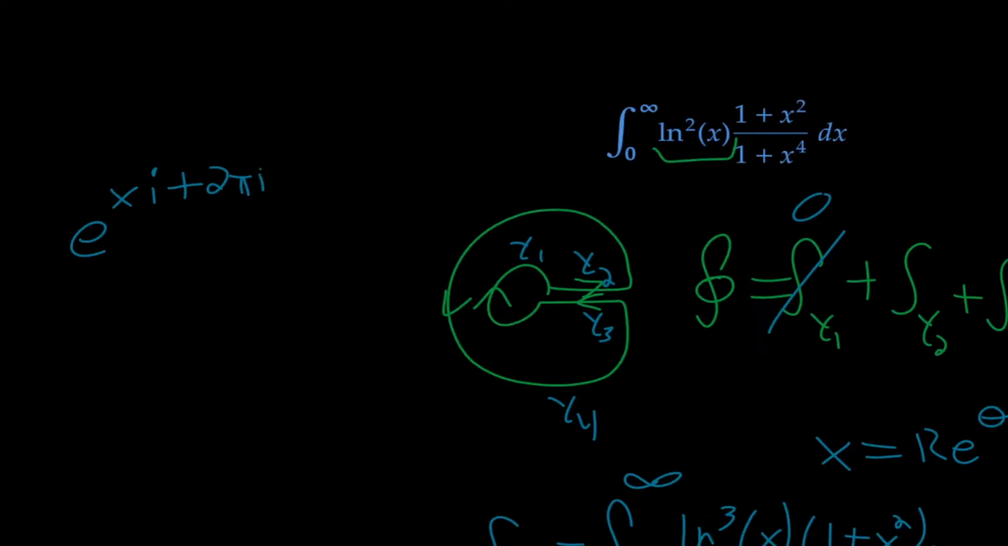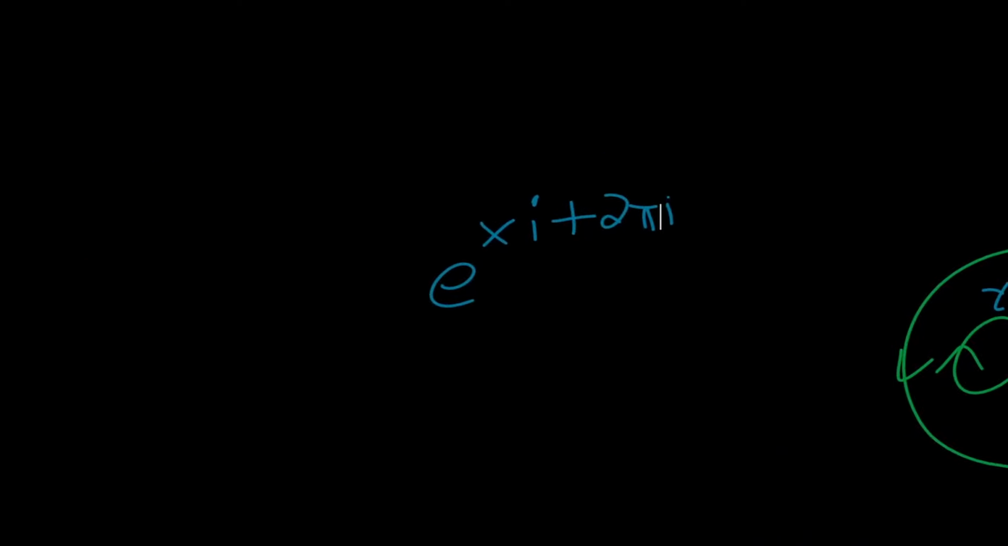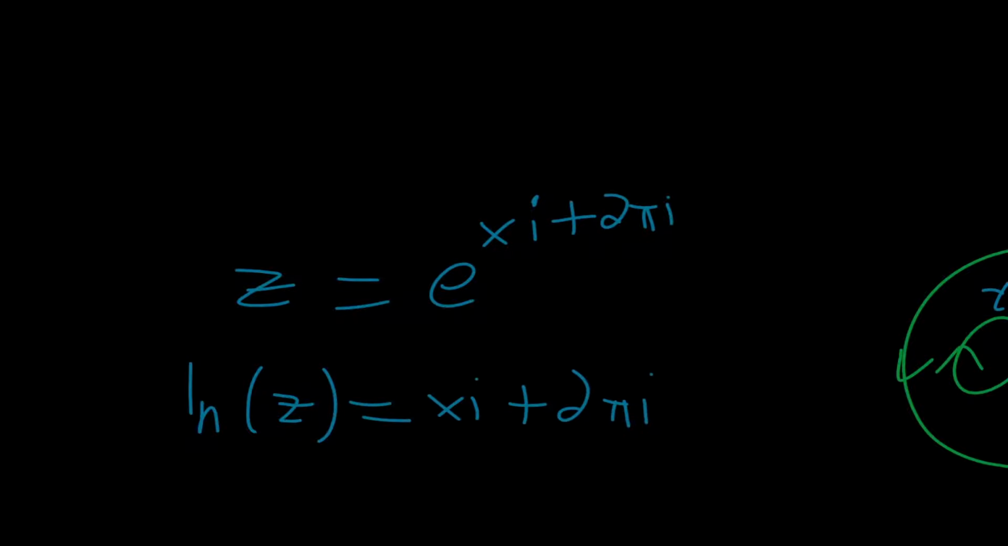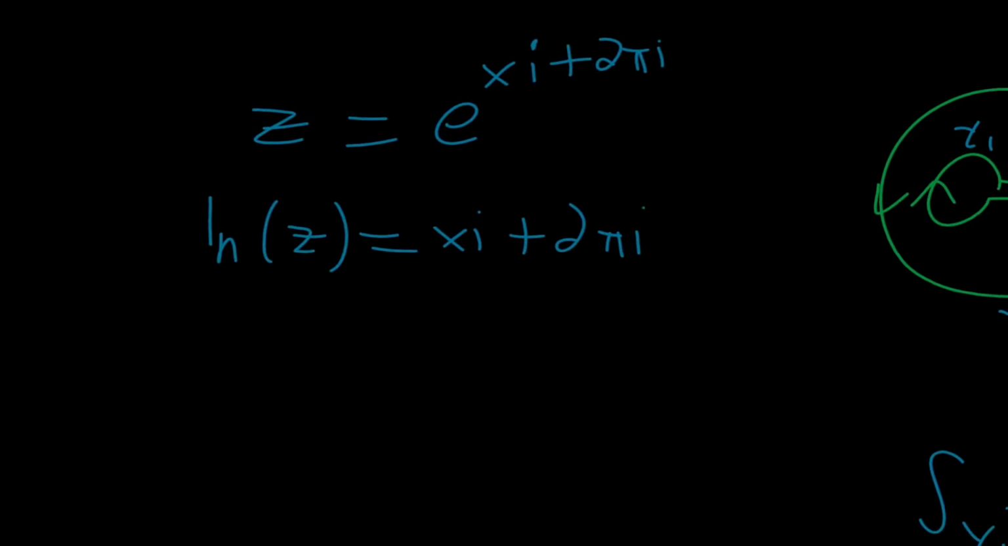Because e to the 2 pi i is just 1. So if we let this be some complex number, what we can see is that the natural log of z is equal to x i, but then also 2 pi i. And what this is really reflective of is the following definition of the natural log in the complex plane.